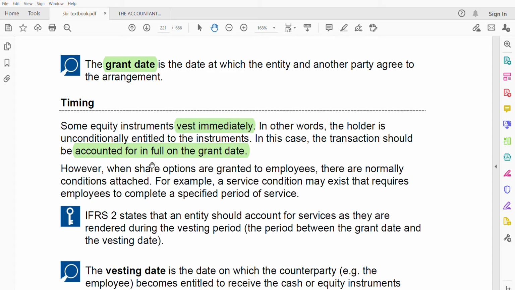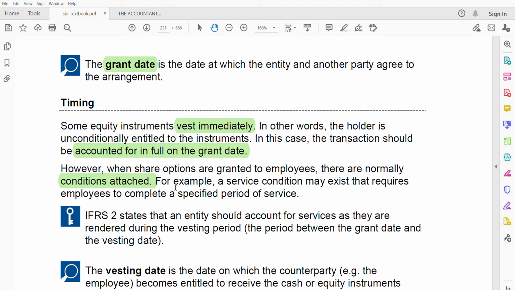But when share options are granted to employees, there are normally conditions attached. Even in the exam, you will see in your exam questions, they will not give you freely like this share option, share option, share option. They will give some conditions attached to it, that if this happens, they will get the share options. If this happens, they will get the share, or they will not get.